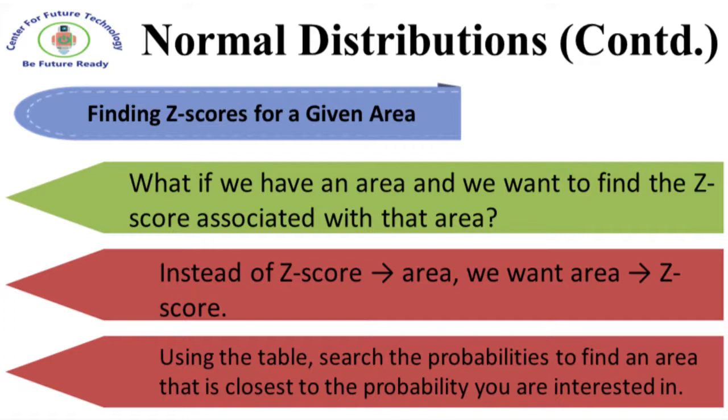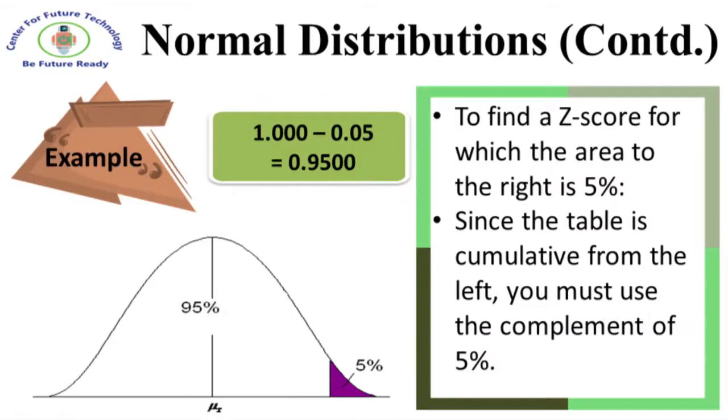Using the table, search the probabilities to find an area that is closest to the probability you are interested in. To find a Z score for which the area to the right is 5%, since the table is cumulative from the left, you must use the complement of 5%, that is 1 minus 0.05, which equals 0.9500.